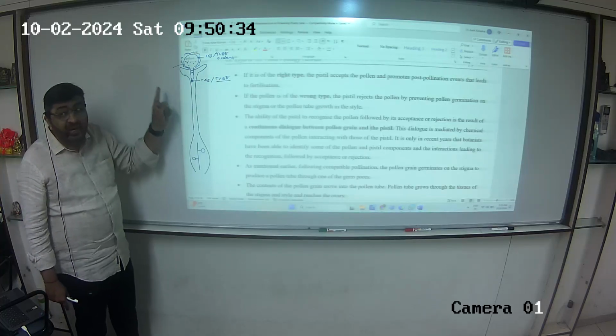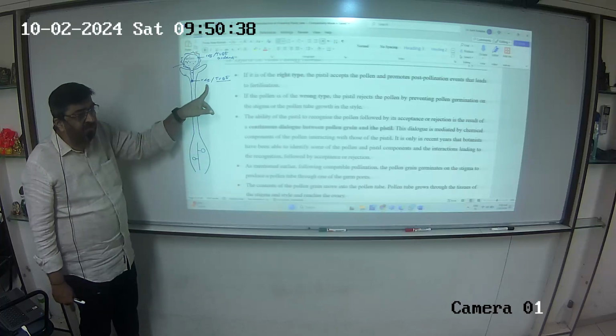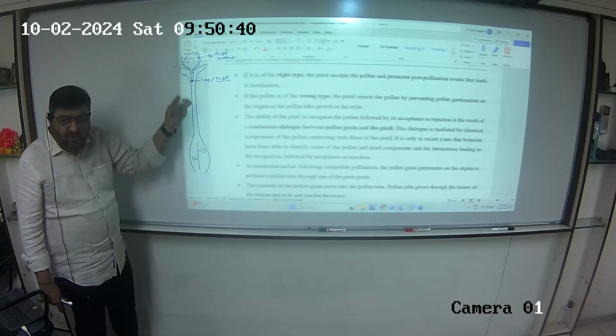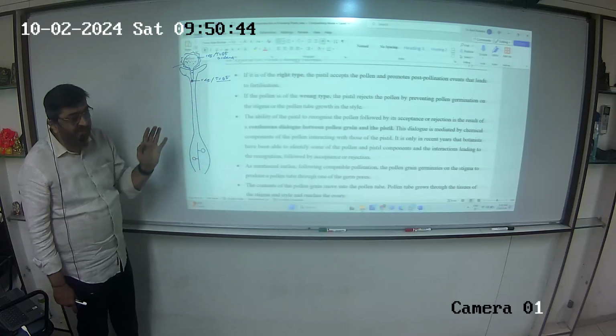Guide it, because it is guiding the pollen tube. Understand why it's called the tube nucleus? Because it is guiding the entire structure. Once it reaches the ovule, it will degenerate.